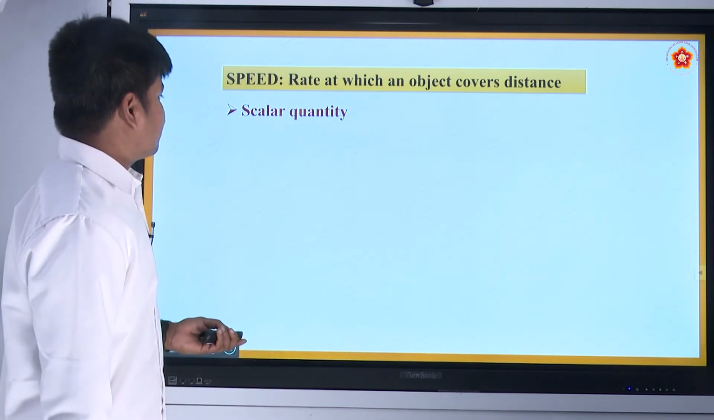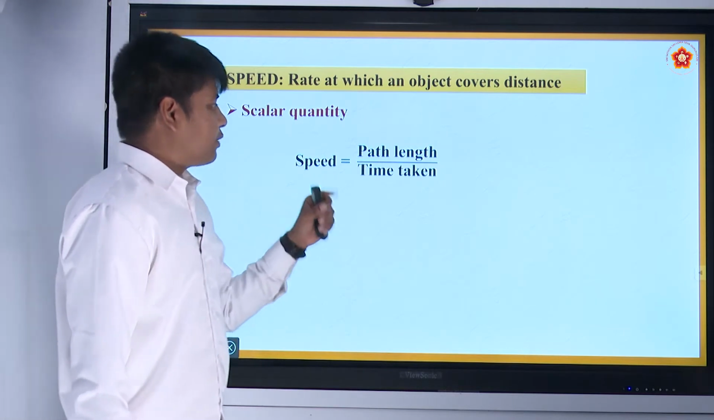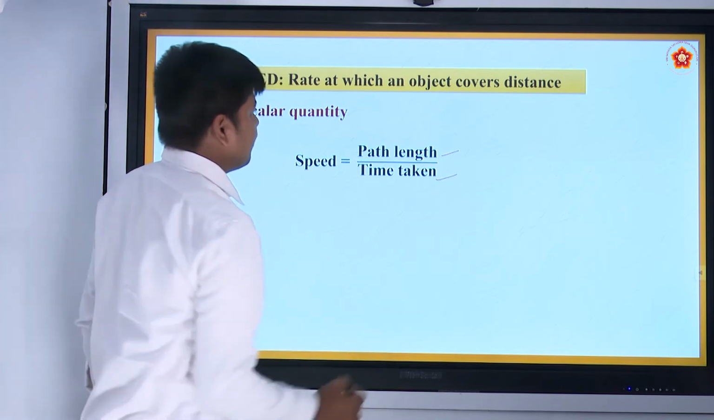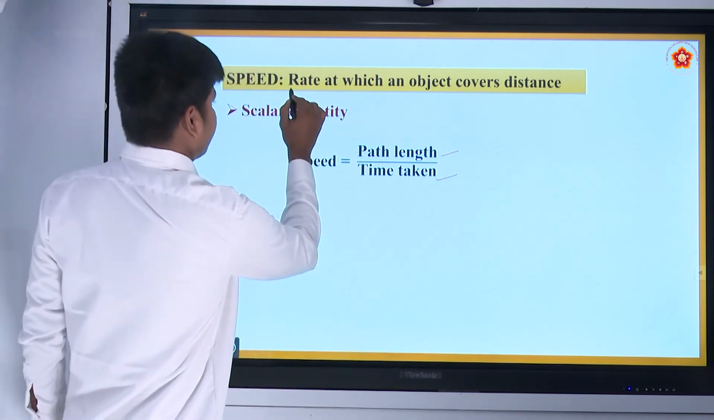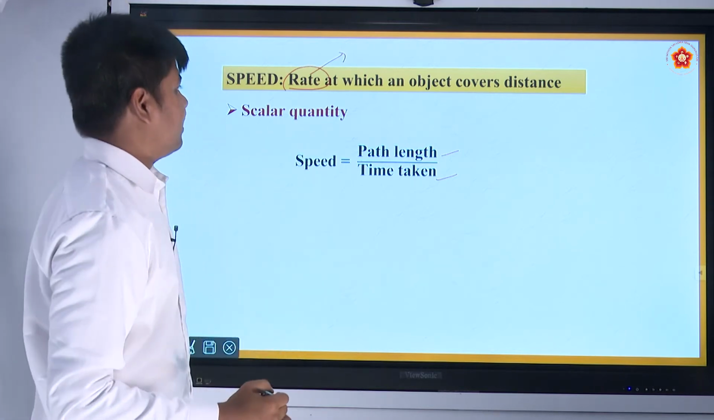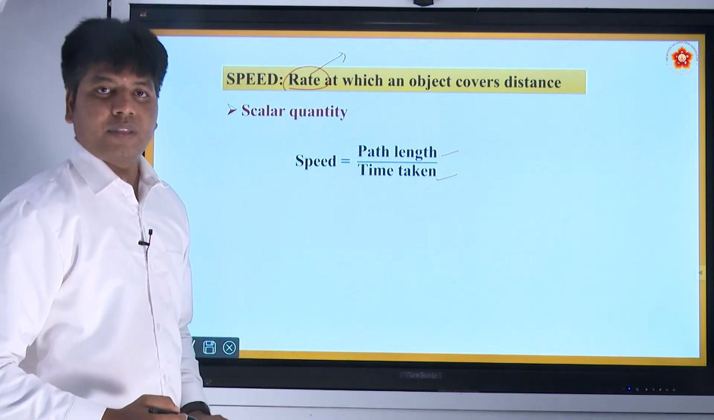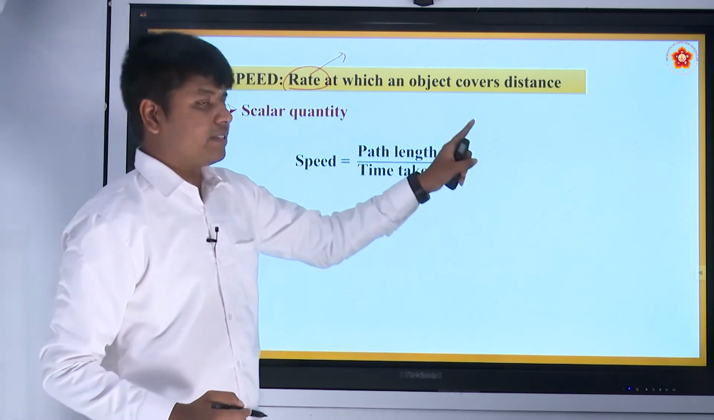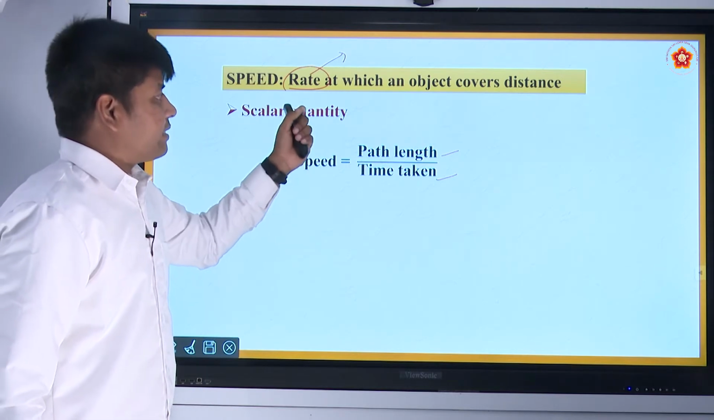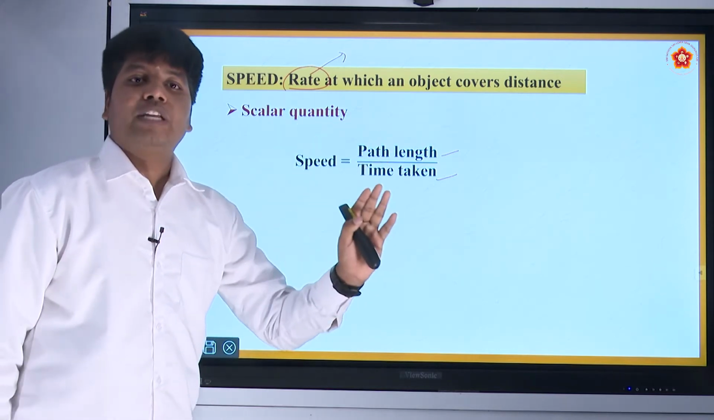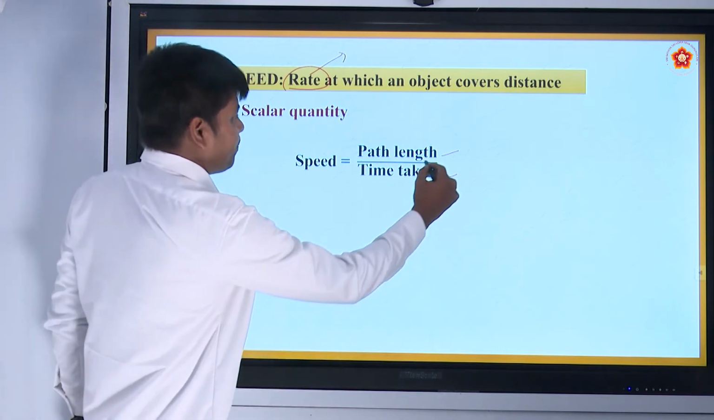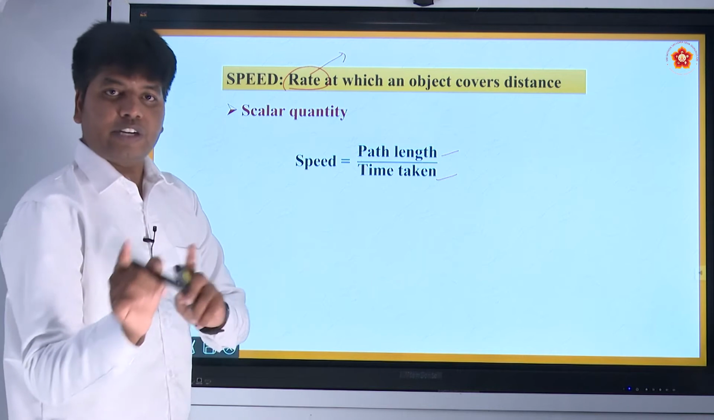All right. So speed is equal to the length of the path by time taken. When you come across the rate, you can always say it is with respect to time. Rate at which an object covers the distance, that means at what rate it is covering the distance with respect to time. Alright.